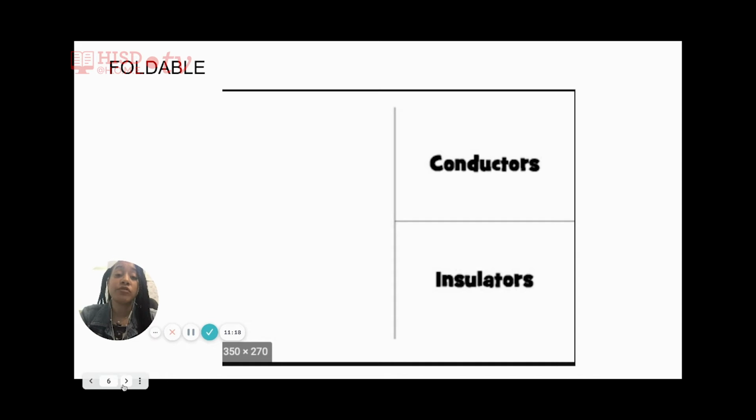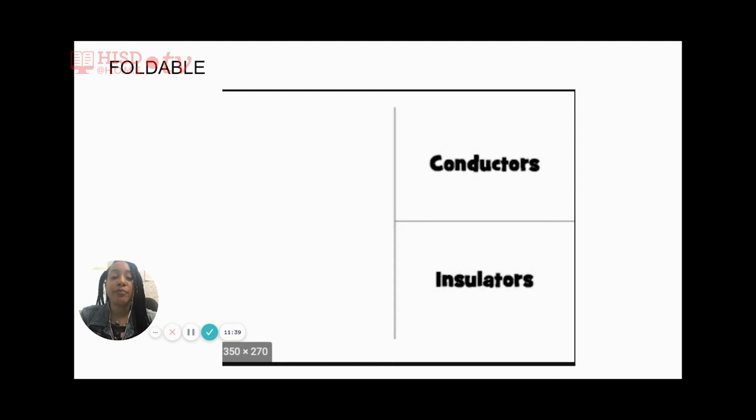Now, once we have that paper folded hamburger style, we are then going to draw a line in the middle of one side of the paper as seen on the screen. So this side of the paper you are not going to use, but on this side of the paper, we're going to draw a line. Once you have that line drawn, you want to label that top square conductor and then that bottom square insulator.